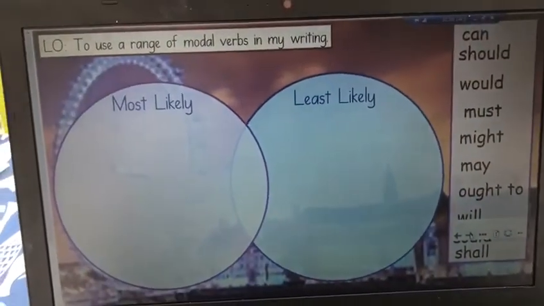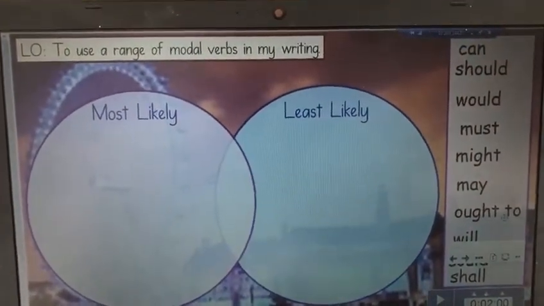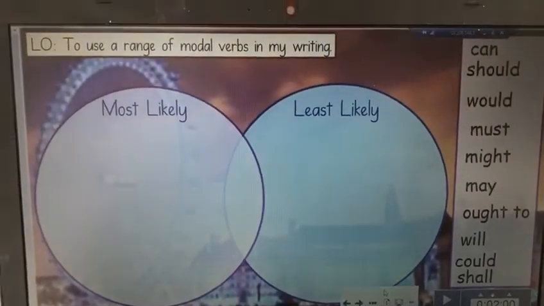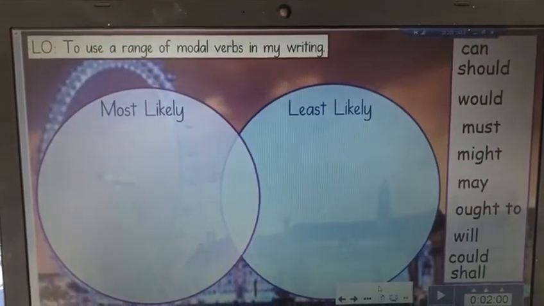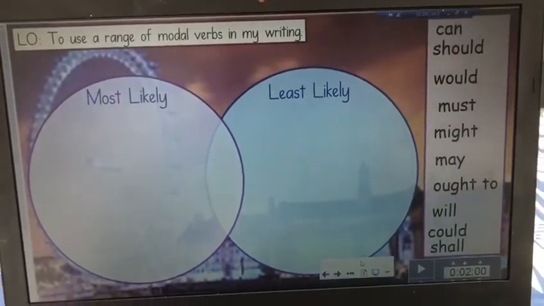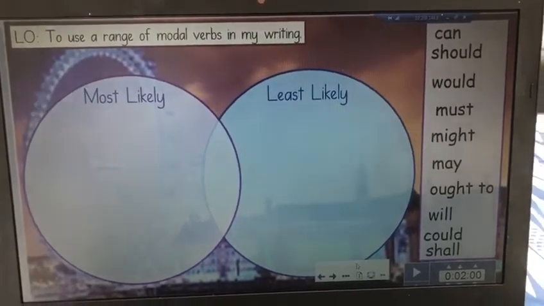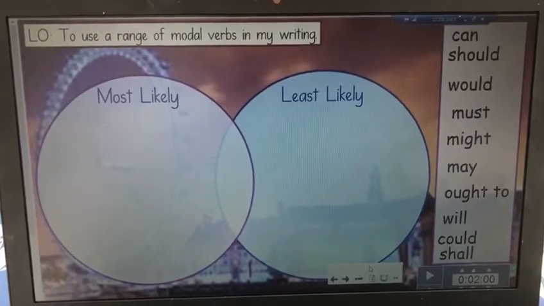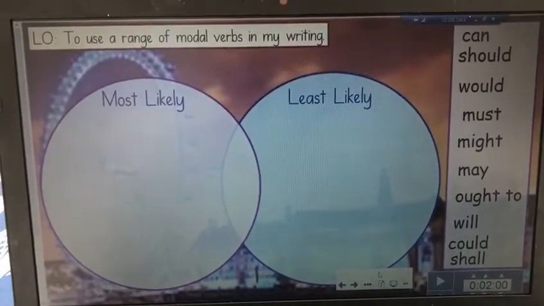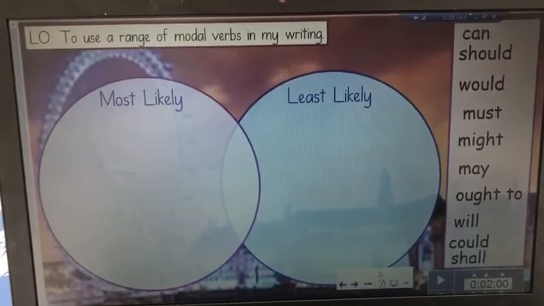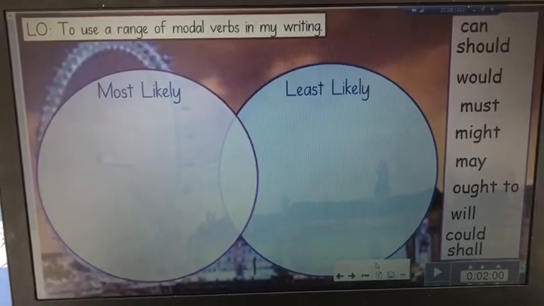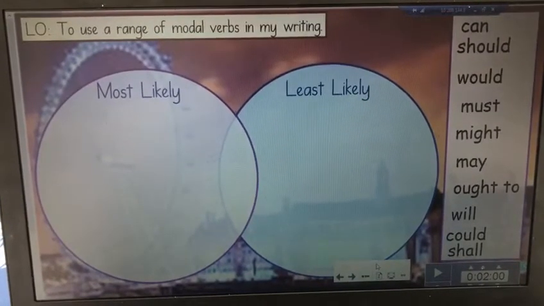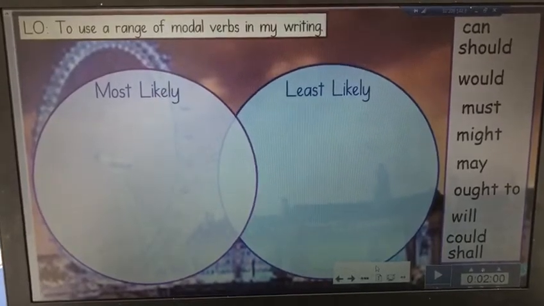So what I'd like you to do now with your pencil is just draw yourself a quick Venn diagram, 2 circles, and on one side you've got most likely and on the other side you've got least likely. And then have a go, and I've put 2 minutes on the clock for this. If you pause the video and have a look at the words on the right hand side of the screen, the modal verbs, try and decide where they're going to go in the Venn diagram. Which ones indicate that it is most likely to happen and which ones indicate that it is least likely to happen. Okay, off you go.